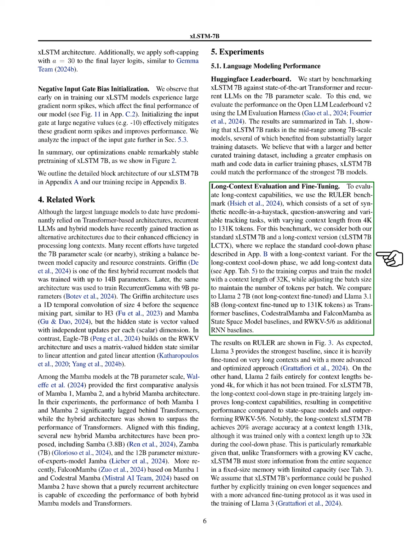cooldown phase. In this phase, we add long context data to the training set and train the model with a context length of 32,000 tokens, adjusting the batch size accordingly. We compare our results to Llama 2, not fine-tuned for long contexts, and Llama 3.1, fine-tuned for long contexts up to 131,000 tokens, as well as other models like Llama and Mamba.